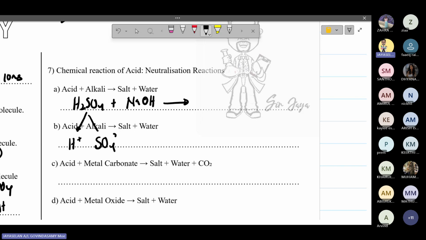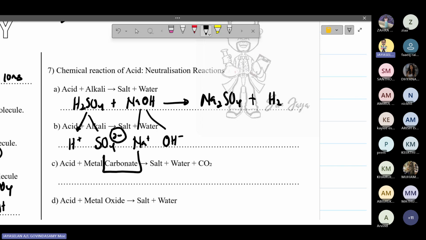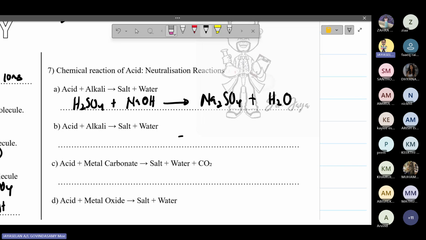Okay, so we do this one, hydrogen ion. Remember sulfate ion SO4 2 negative, sodium ion Na positive, OH negative. Join this with this, you look at the magnitude of charge is 2. So make sure Na2SO4. We already practice a lot. After that you balance the equation, balance the sodium. Sodium 2 right, sodium 2 right.